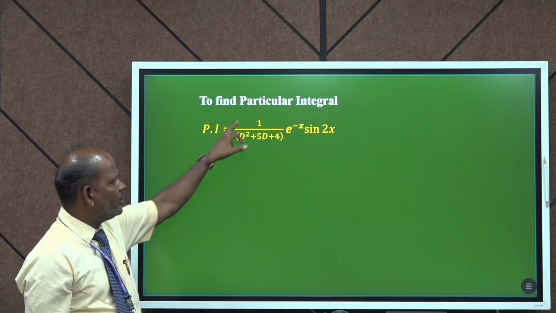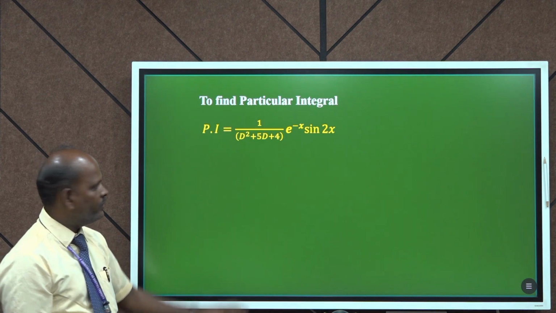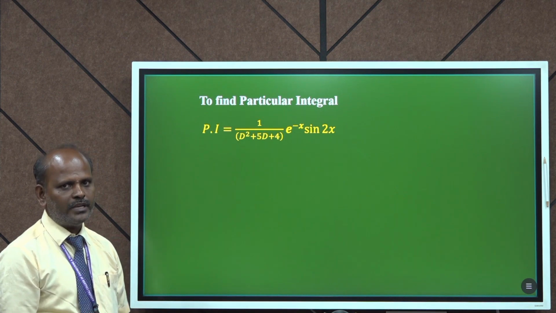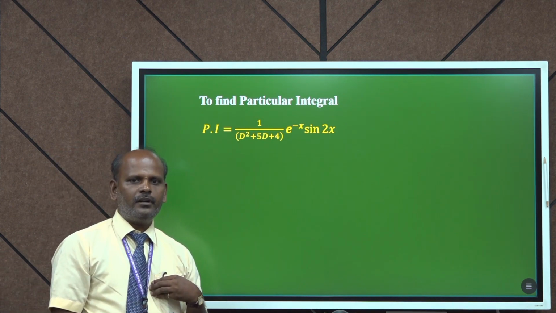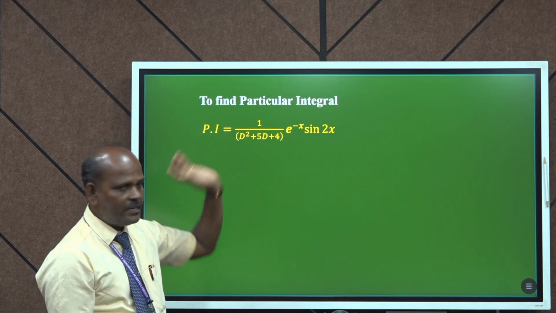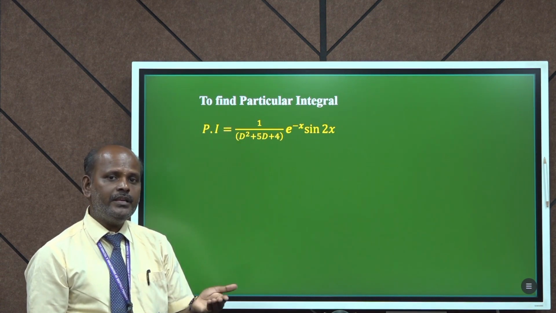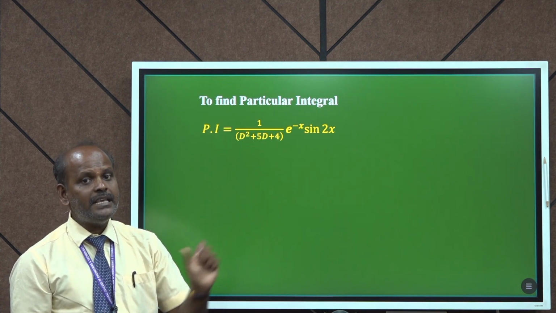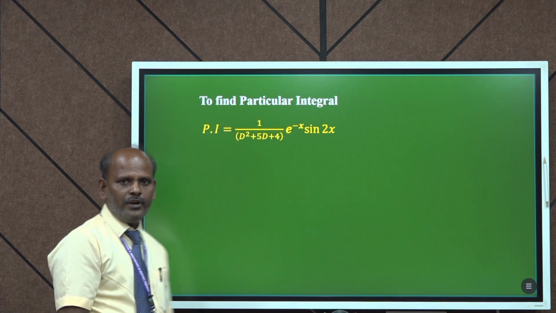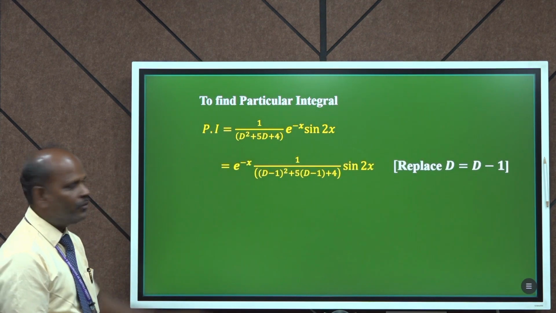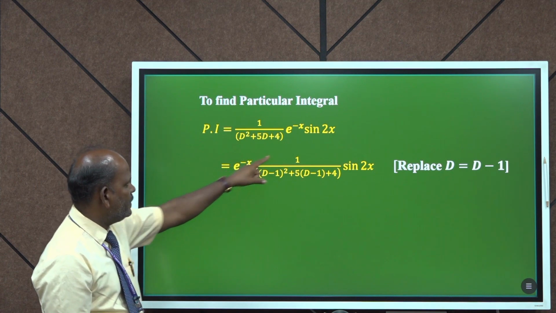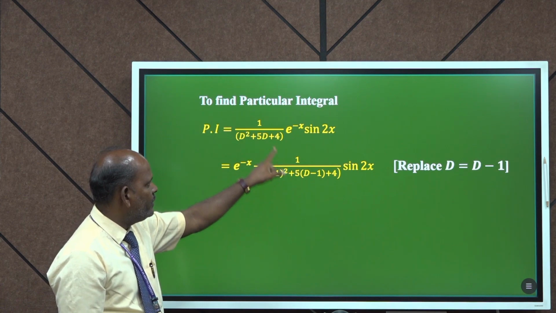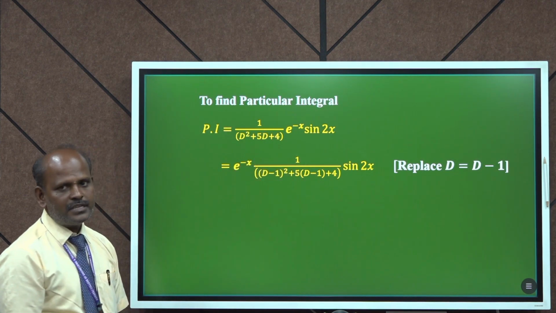Therefore our PI is equal to 1 by the operator form of the differential equation, D square plus 5D plus 4, of e power minus x into sin 2x. In type 4, first we apply for the exponential function. Here the exponential function is e power minus x, so we replace D by D plus a, where a is equal to minus 1. Therefore D is replaced by D minus 1. Therefore our PI becomes e power minus x into 1 by, replacing D by D minus 1, (D minus 1) the whole square plus 5 into (D minus 1) plus 4, of sin 2x.